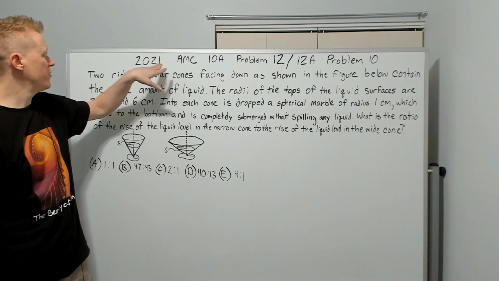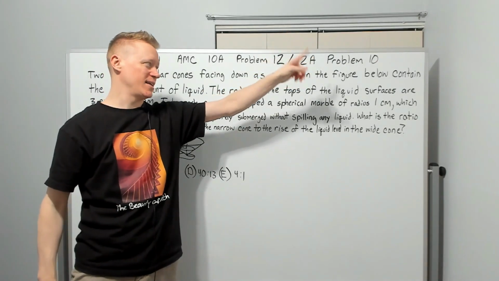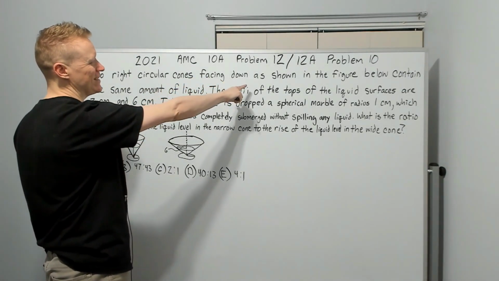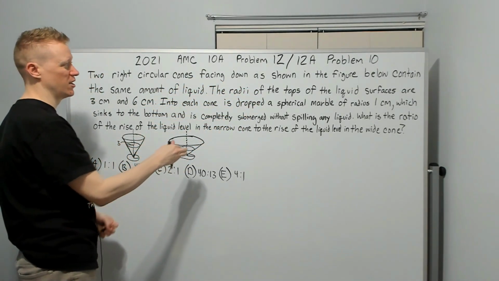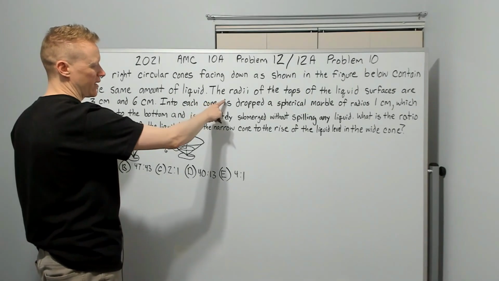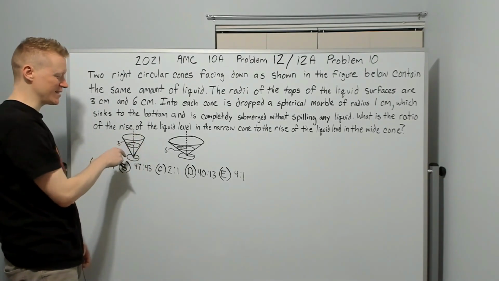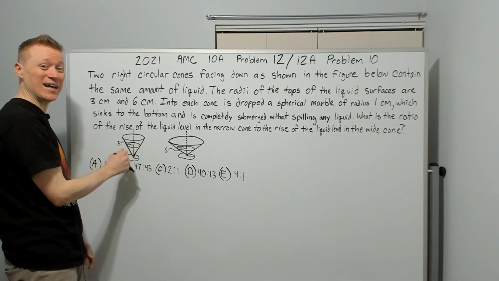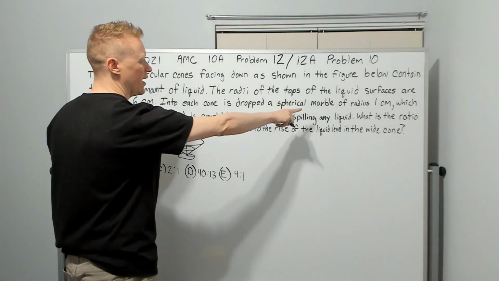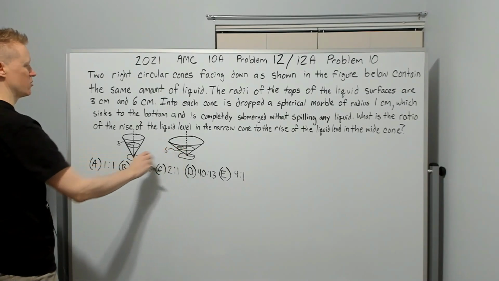All right, so here we are on the 2021 AMC 10A. It's problem 12. If you're on the 12A, it's the last problem of your rapid fire set. Two right circular cones facing down as shown in the figure, sorry about the drawing skills, below contain the same amount of liquid. So in other words, the volume of the liquid cone, if you will, is equal. We don't have to know the cone itself, but the volume of water inside is also a cone, and those volumes of water will be equal. The radii of the tops of the liquid surfaces are 3 and 6, so 3 here, 6 right here.